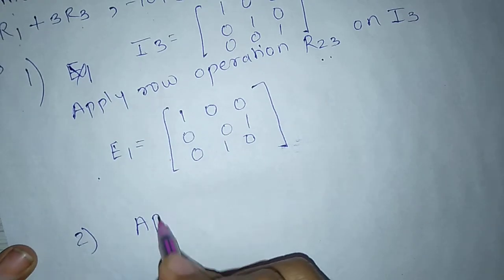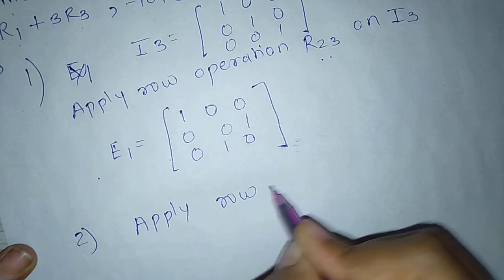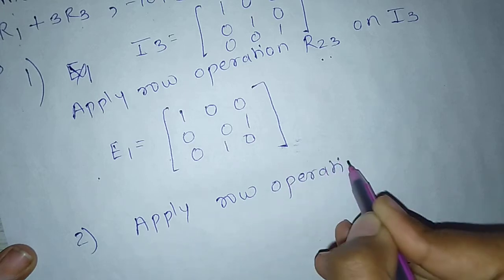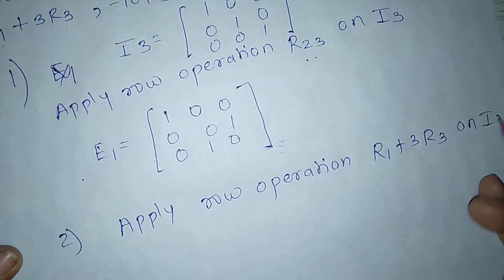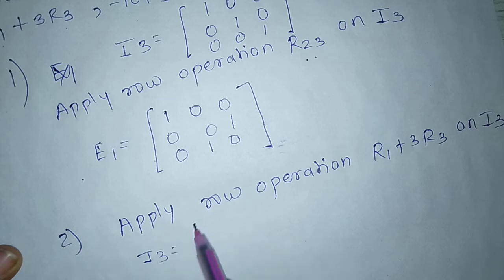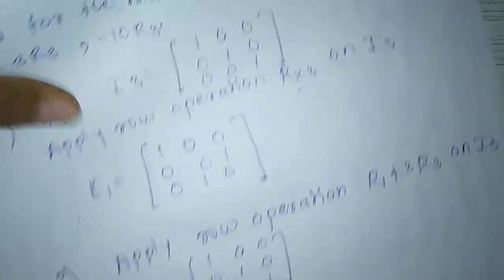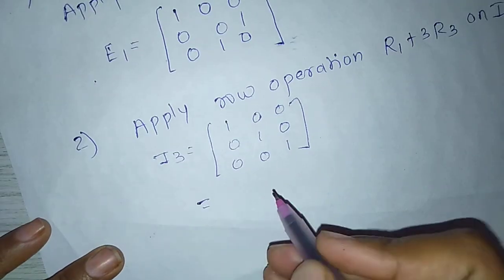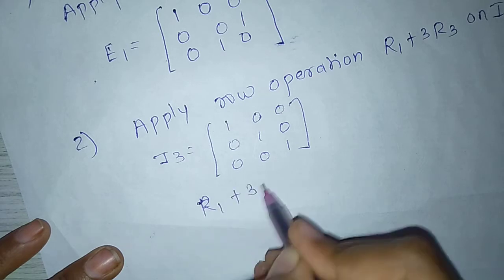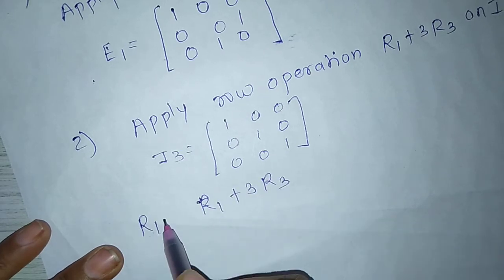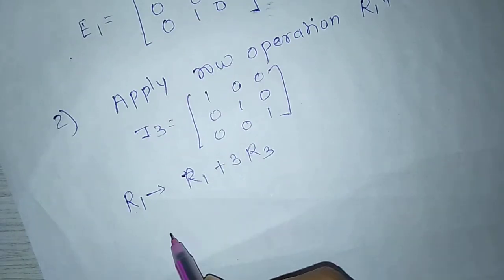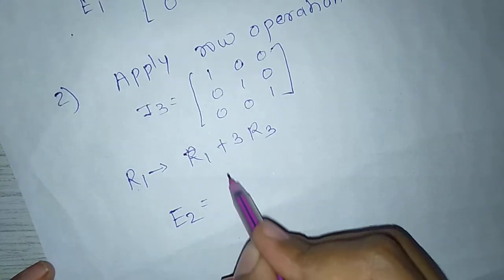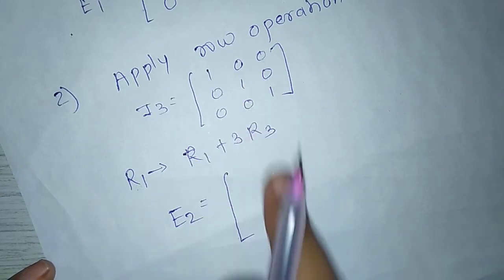Next apply row operation R1 plus 3R3 on I3. I3 is 1 0 0 0 1 0 0 0 1. R1 plus 3R3 means we change the first row by operation R1 plus 3R3, we get second elementary matrix E2. We name the resultant matrix E2.